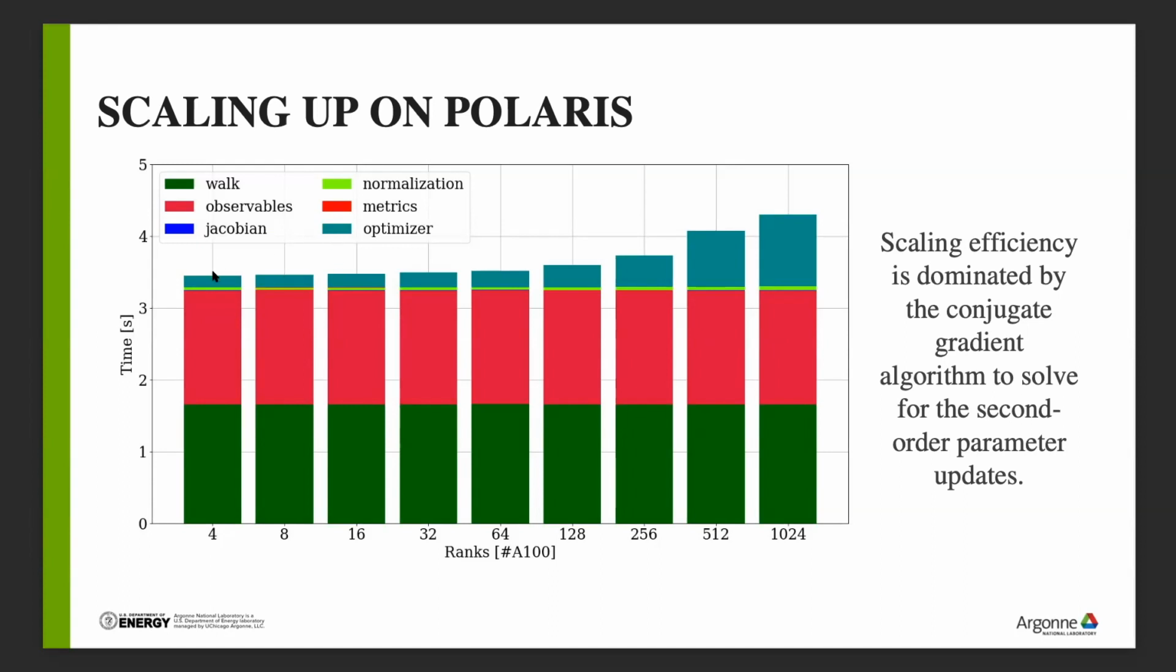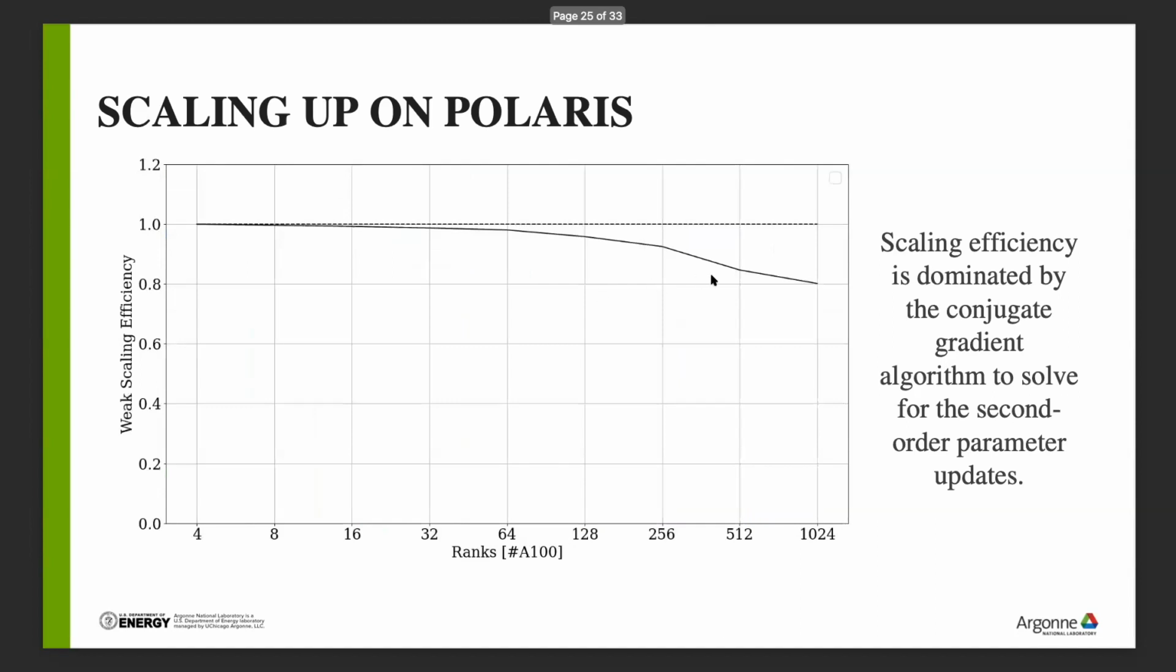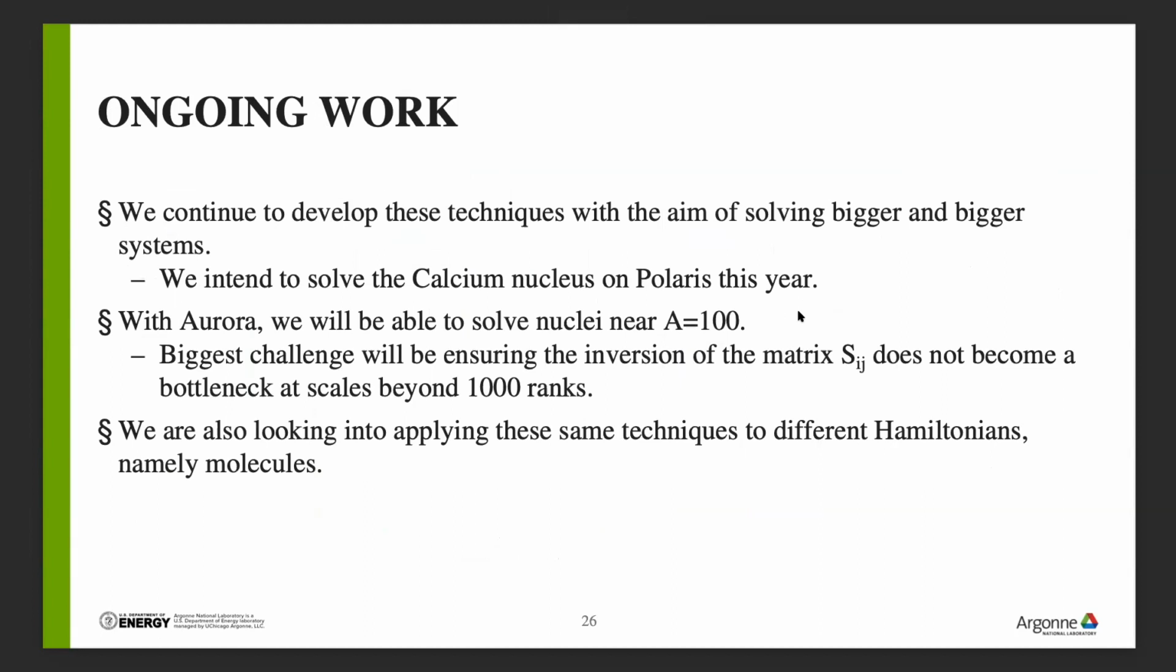This optimizer step in sort of dark teal is what's growing as we scale up. And that's because that collective, where you're doing a conjugate gradient step as you all reduce the weights of the model, is getting longer and longer with more and more nodes. So on Polaris, we're up to 80% scaling efficiency at half the system, and it's hard to improve that without sacrificing accuracy. So that's where we're at on Polaris.